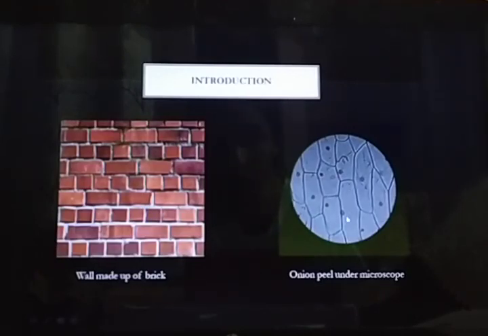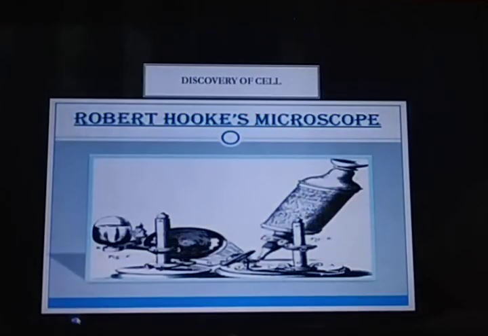So you can see it here. This is an onion peel under a microscope, and there is a dot over here. This dot is the nucleus, right? So this is how the cell looks. Now let us move to the discovery of the cell.